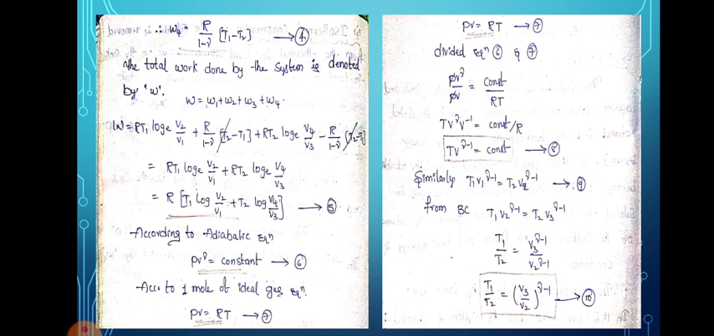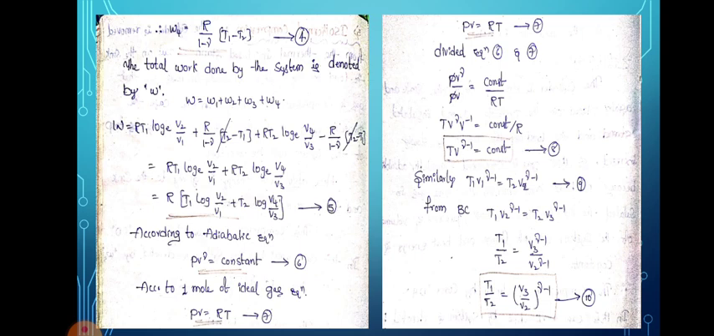Finally W is equal to R T1 log e V2 by V1 plus R by 1 minus gamma into T2 minus T1 plus R T2 log e V4 by V3 minus R by 1 minus gamma into T2 minus T1. The terms R by 1 minus gamma into T2 minus T1 cancel. Therefore W is equal to RT1 log V2 by V1 plus RT2 log V4 by V3. Therefore W equals R of T1 log V2 by V1 plus T2 log V4 by V3. This is equation number 5.